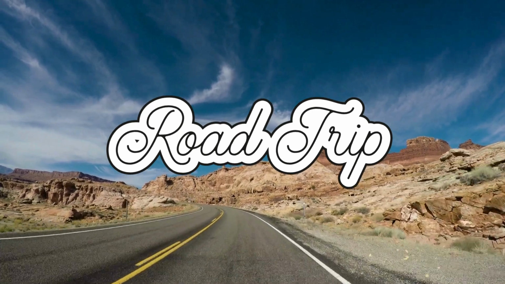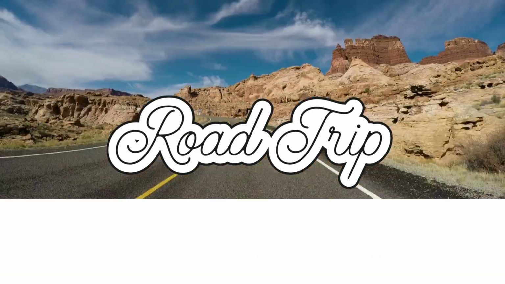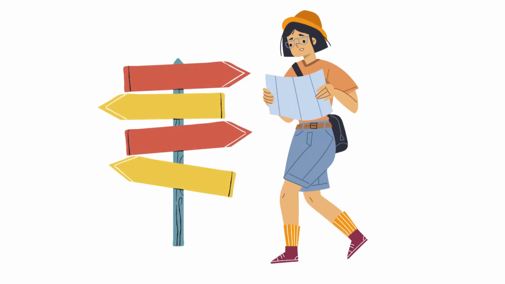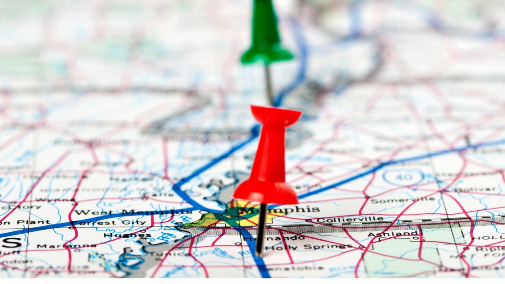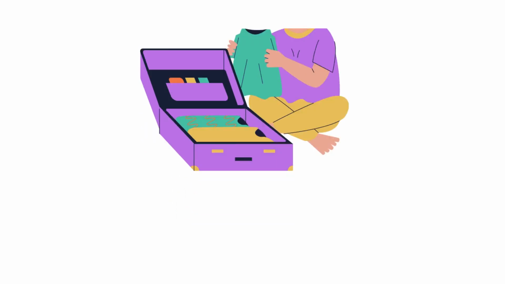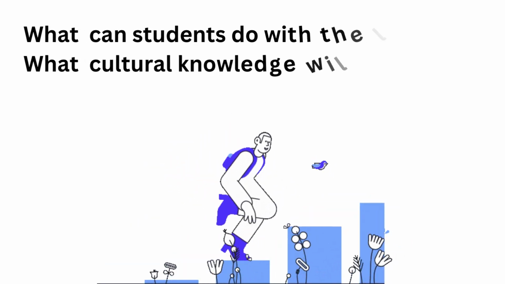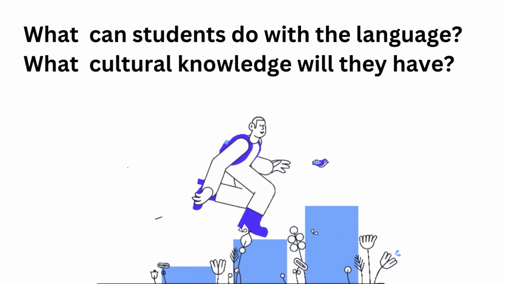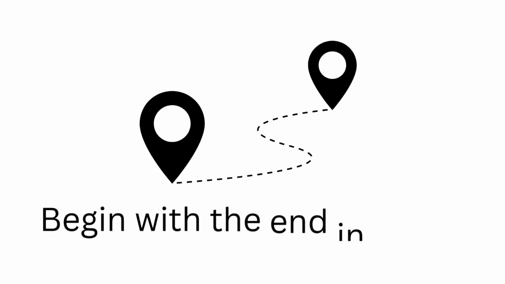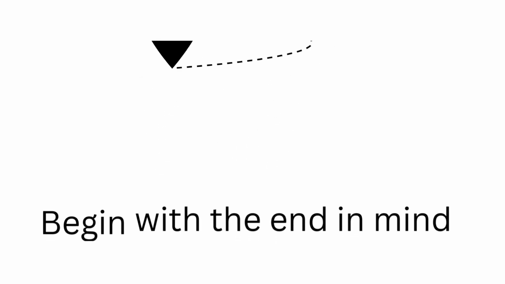Imagine you're going on a road trip to visit your friend who lives several states away. You wouldn't just get in the car and start driving without figuring out how to get there and where you might need to stop along the way. You would also plan ahead by packing your clothes, checking the weather, making sure your car is ready for a long road trip. When beginning a unit of study, we need to be taking these same steps to ensure that our students make it to their destination. This is backwards design, beginning with the end in mind.